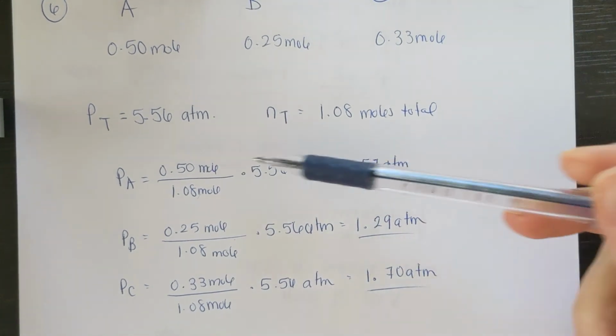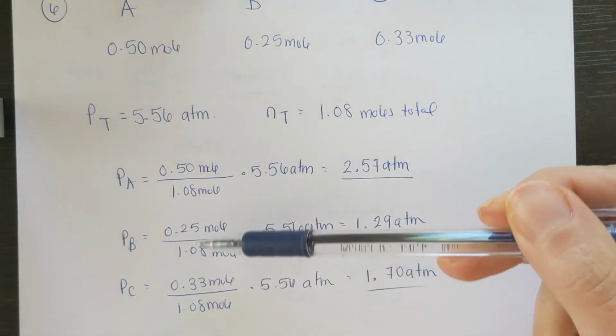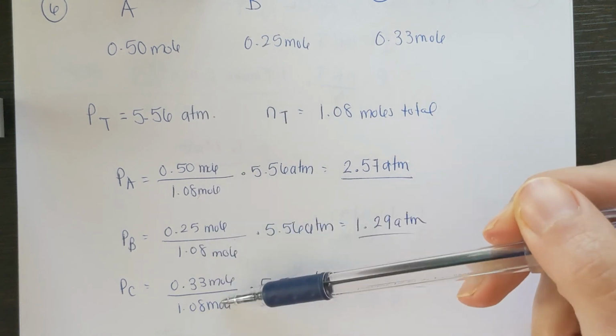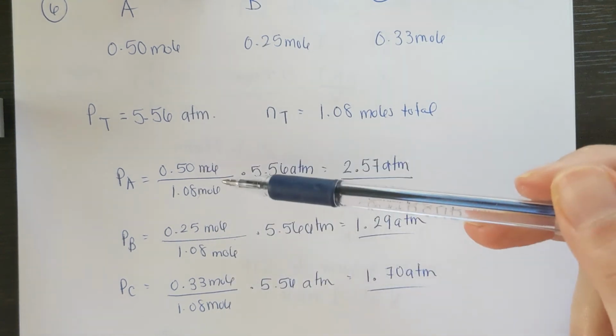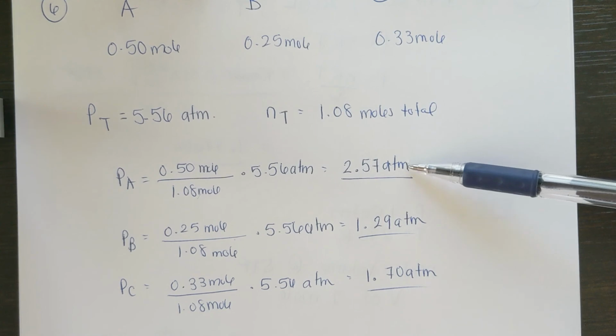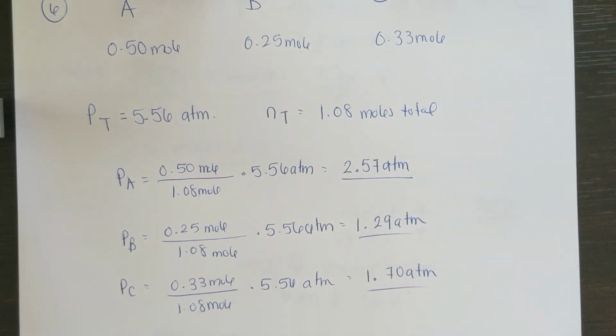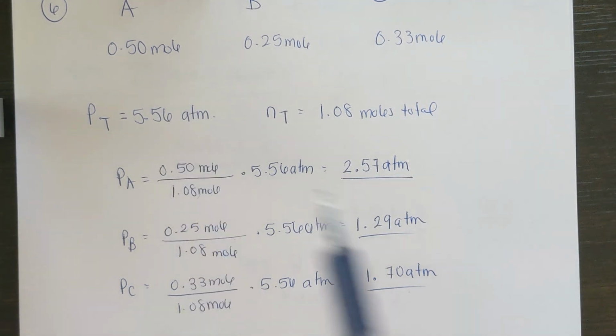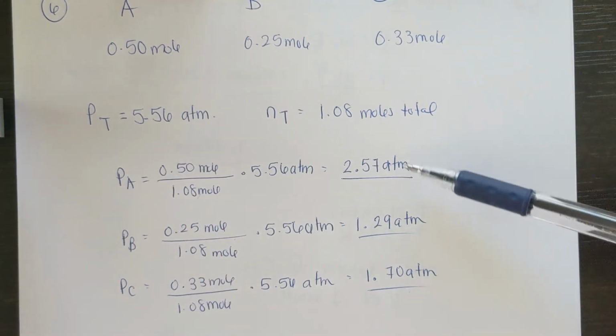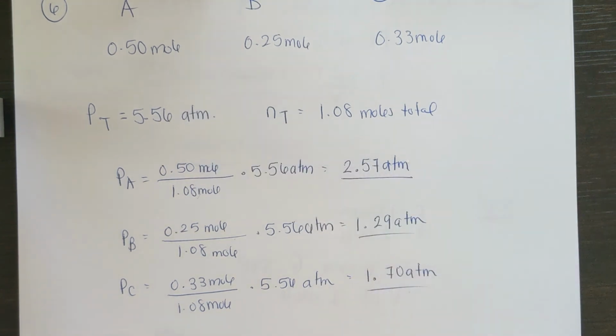This is essentially giving us the fraction, in decimal form, of the gas. The fraction of the total gives us the pressure of each individual gas. If we add these together, 2.57 plus 1.29 plus 1.70, we get the original 5.56 atmospheres. So those do add up to give us the total. This is what happens in a gas mixture with our partial pressures.